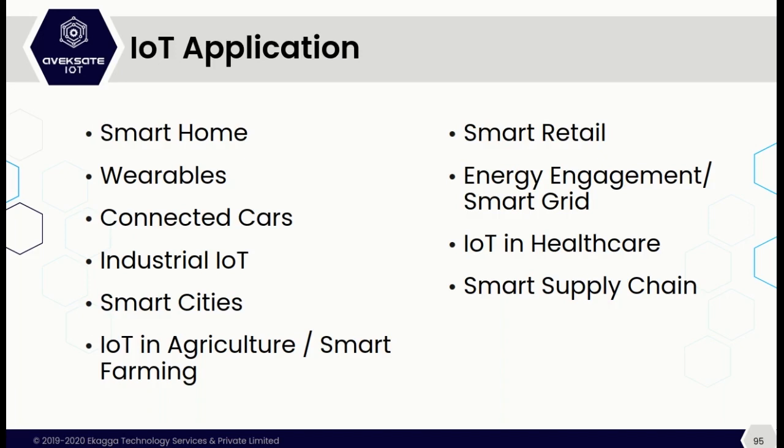Smart city is one of the focus areas in the Northeast also. There's a plan for a couple of smart cities. IoT in agriculture and smart farming is another focus area. We'll discuss this if time permits. Smart retail is another area where people are trying to automate things, which can help with quick checkout of customers and so on.